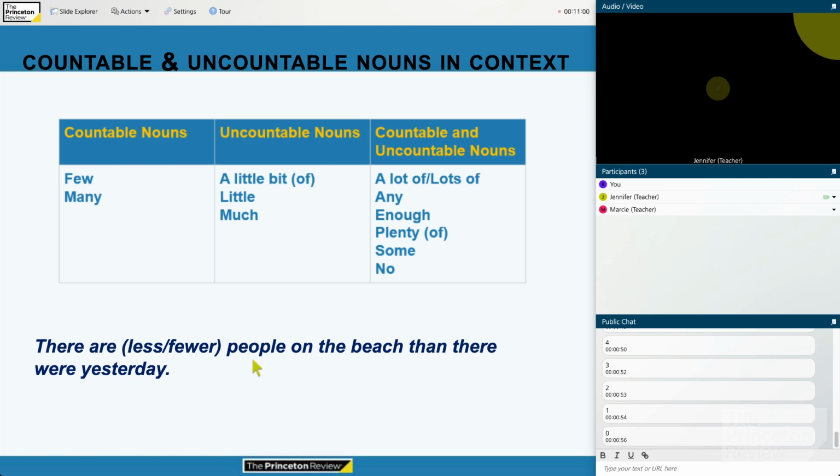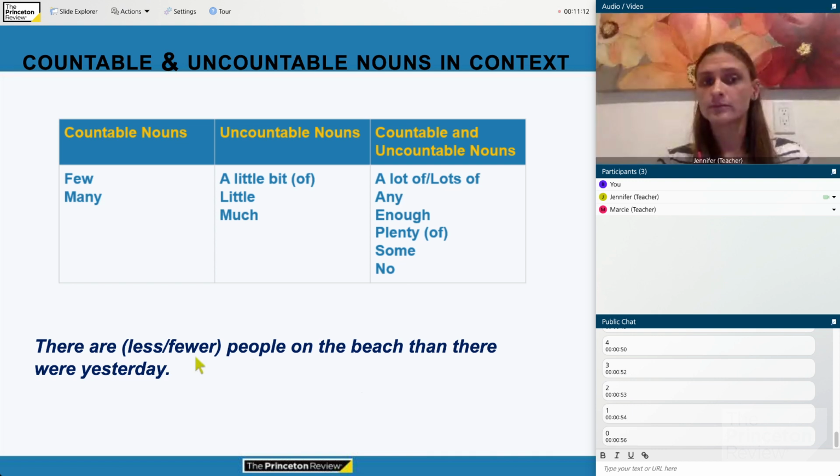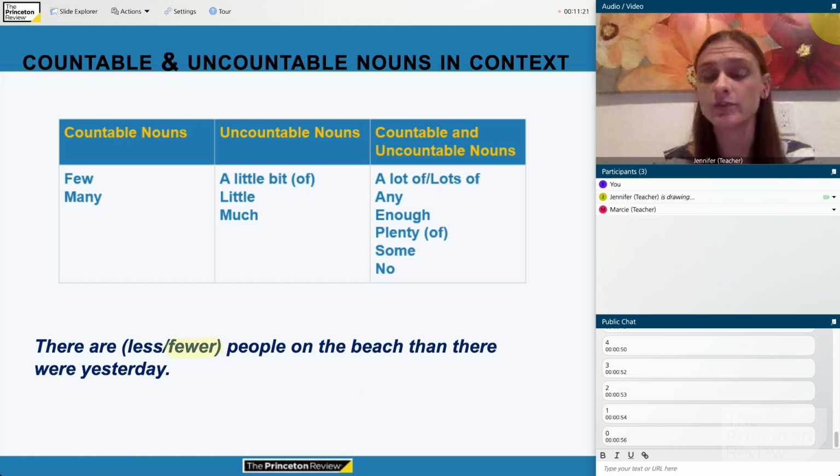So what's being modified here? The noun is people. So the next step is, okay, can I count people? I have one person, two people, three people. Yes, it is countable. So going up to the chart, we're going to want to use fewer because that's the one that goes with countable. So let me go ahead and highlight that here. So that is the correct response for this one.